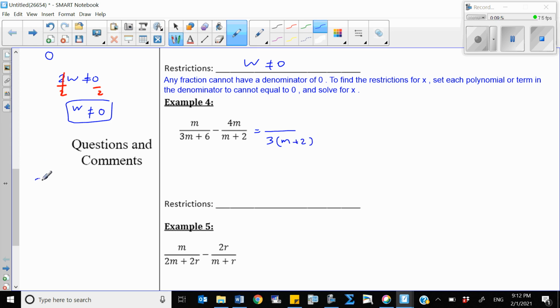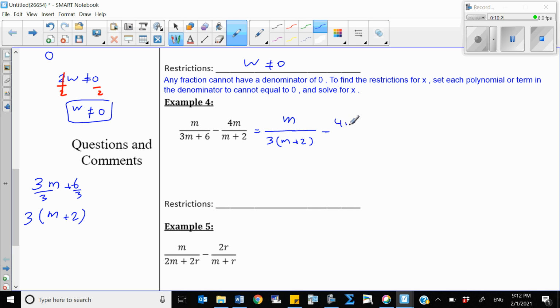Once again, let's try that. 3m plus 6. If you want to factor 3 out, it's like you're dividing these two terms by 3. 3 divided by 3 will go away, and I will have only m. And then 6 divided by 3 will be 2. So m plus 2 is left. So I factored the first one, and I have 3 times m plus 2 in the denominator, and I had m on top.